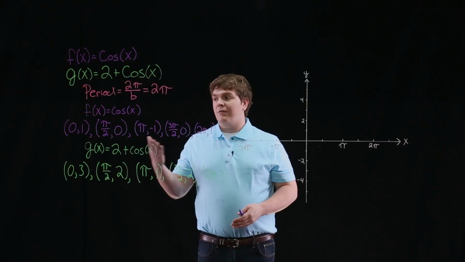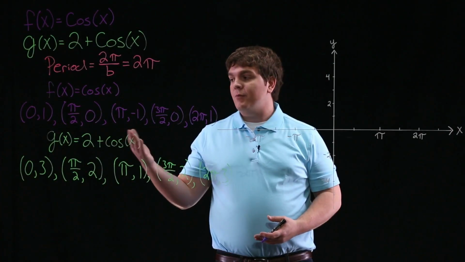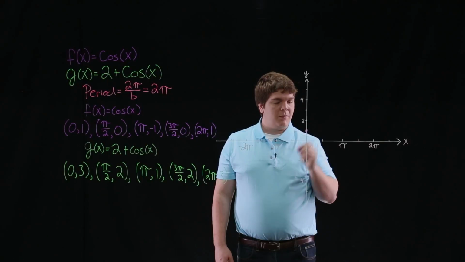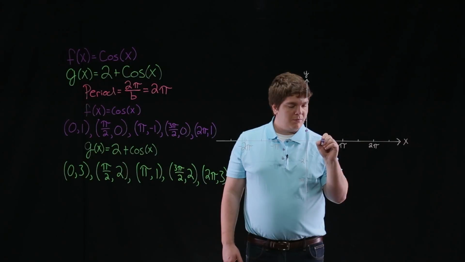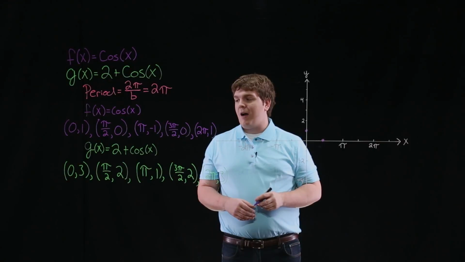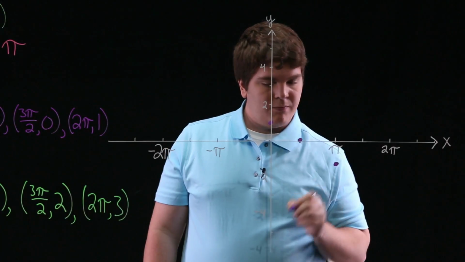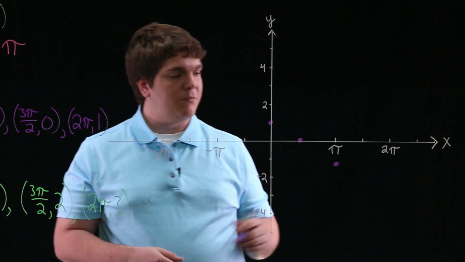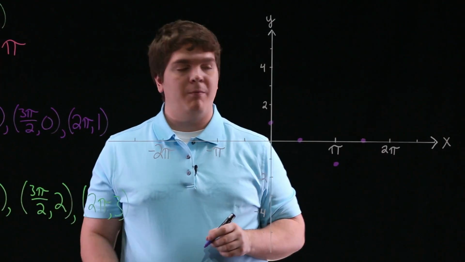Now let's first sketch the graph of f of x equals cosine of x. We'll do so by plotting our 5 key points. Our first point is the point 0, 1. Our second point is the point pi divided by 2, 0. Our third point is the point pi, negative 1. Our fourth point is the point 3 pi divided by 2, 0. And finally, 2 pi, 1.